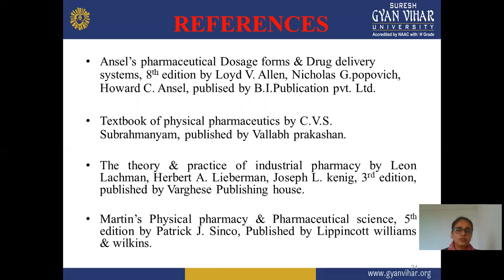In the references, the first book is Ansel's Pharmaceutical Dosage Forms and Drug Delivery Systems, 8th edition, by Loyd V. Allen, Nicholas G. Popovich, and Howard C. Ansel, published by Wolters Kluwer. Second is Textbook of Physical Pharmaceutics by C.V.S. Subramanyam, published by Vallabh Prakashan. Next is The Theory and Practice of Industrial Pharmacy by Leon Lachman, Herbert A. Lieberman, and Joseph L. Kanig, 3rd edition. Last is Martin's Physical Pharmacy and Pharmaceutical Sciences, 5th edition, by Patrick J. Sinko, published by Lippincott Williams and Wilkins.